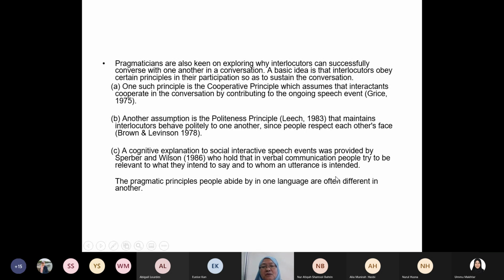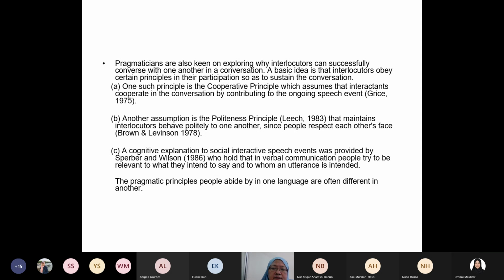Relevance theory. So there's a whole lot of things that come into play in order to be relevant for what you want to say and to whom you want to address it. It's a whole theory, so it must be quite comprehensive in that sense. In terms of the pragmatic principles people abide by, pragmatic principles people abide by in one language are often different in another language. So it is also culturally bound.